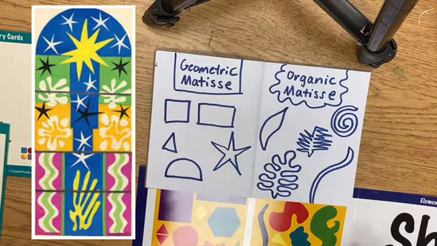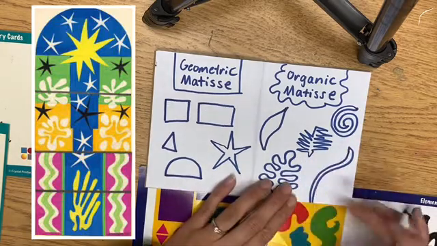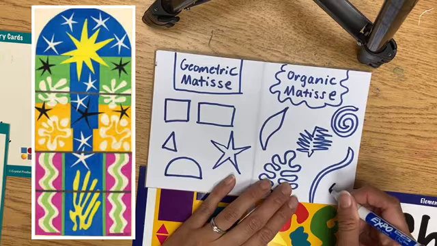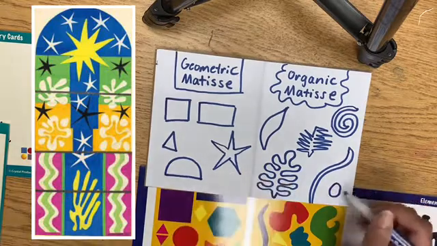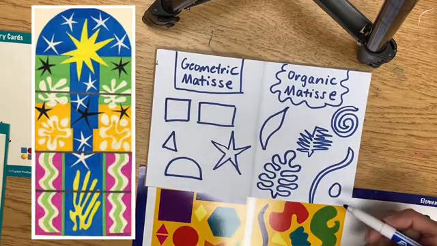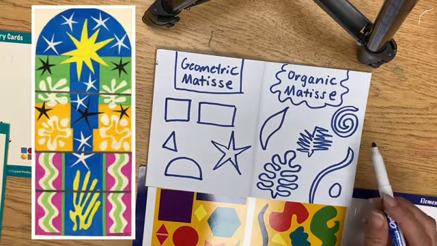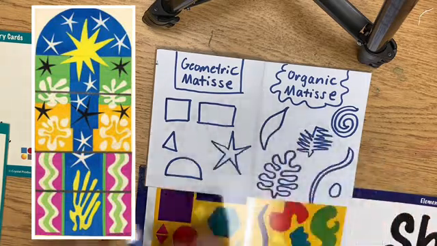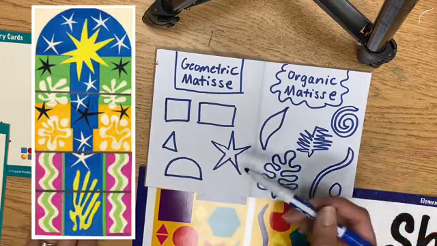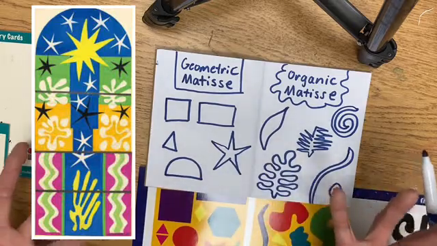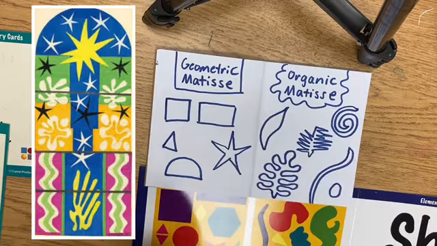We have wavy lines again, and these little blobs, not quite circles. You could draw a little blob that you see there. And that star in the middle, I don't know if I would put it in geometric or organic, because even though it's a star, it has irregular points. So you can decide which side you want to put it on.